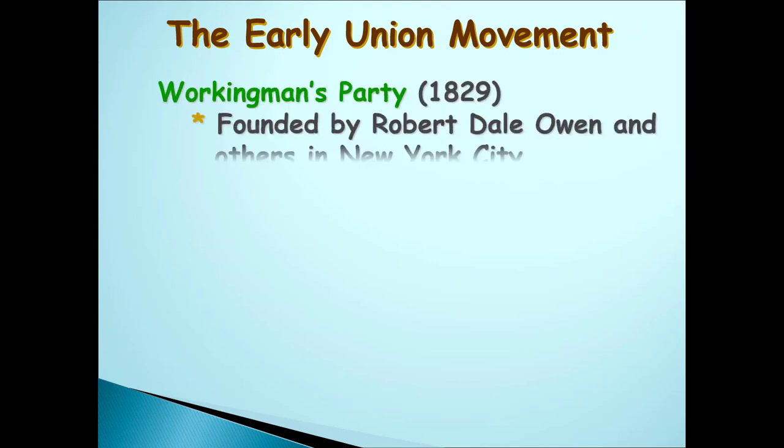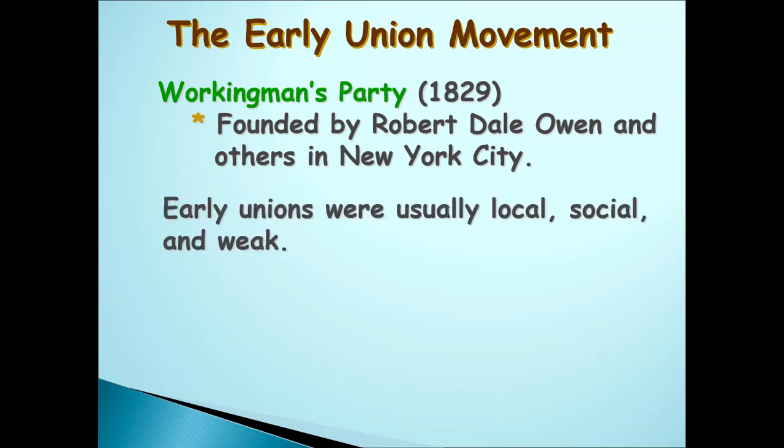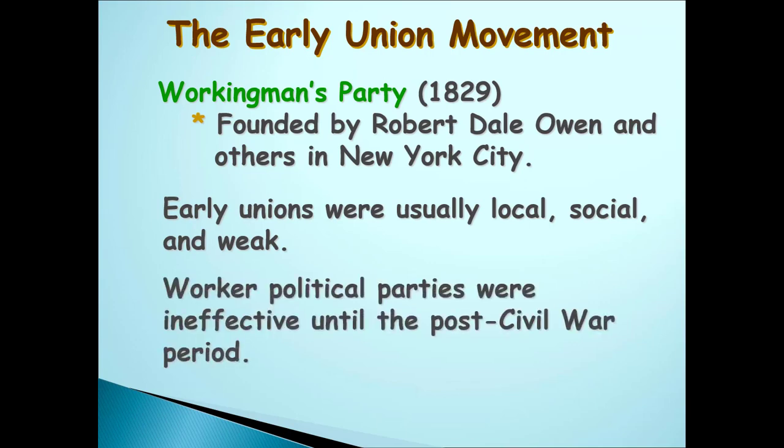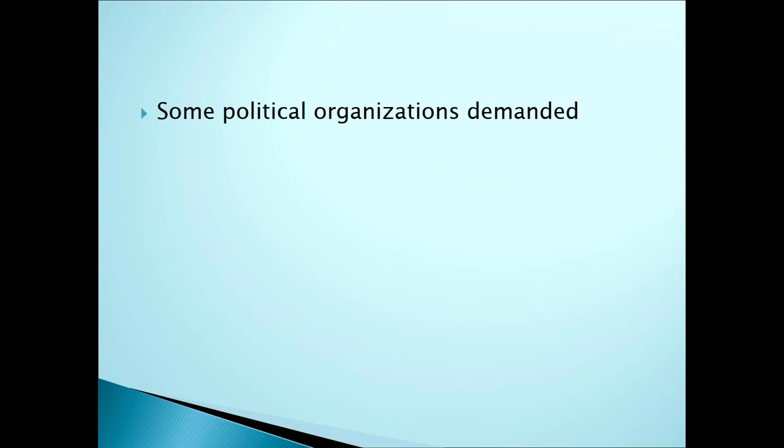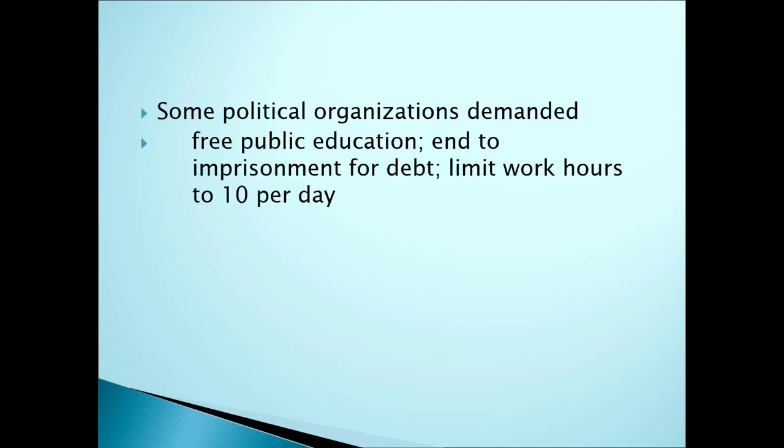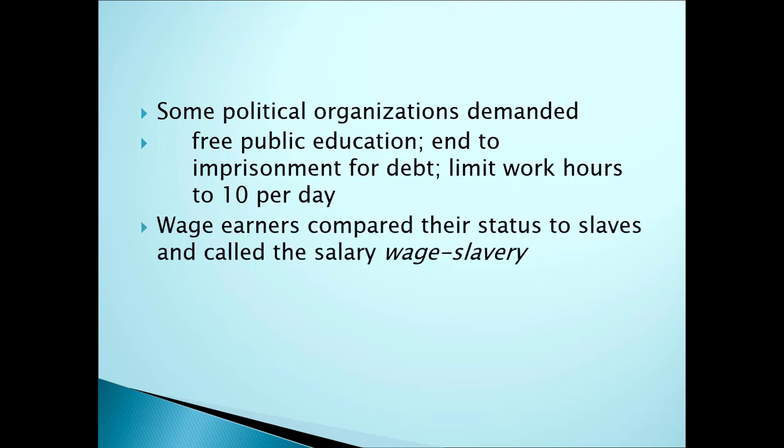So what about this early union movement? The first party that was formed was the Working Men's Party in 1824 by Robert Dale Owen and others in New York City. But the early unions were weak, local. They were more social clubs than they were anything else. The workers' political parties were ineffective until after the Civil War. Some of the political organizations had great demands. They wanted free public education, an end to imprisonment for debt, a limit to work hours to no more than 10 per day. Wow. Wage earners compared their status to slaves and called their salary wage slavery.